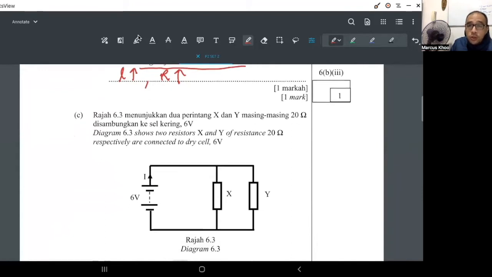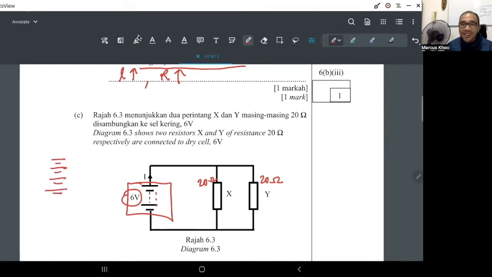Diagram 6.3 shows two resistors X and Y, each with a resistance of 20 ohms, connected to a dry cell of 6 volts. So each of these has 20 ohms, and this is also 20 ohms. Just a reminder, I spoke about this to the 5ST this morning. This is a symbol for four batteries because it's 6 volts. The reason why we do this dot, dot, dot is so that we don't have to draw 1, 2, 1, 2, 1, 2, 1, 2. It's so long, you know. So usually in a lot of diagrams, they will shortcut it. You just draw the first and the last battery and then dot, dot, dot across, and then you write down there 6 volts.